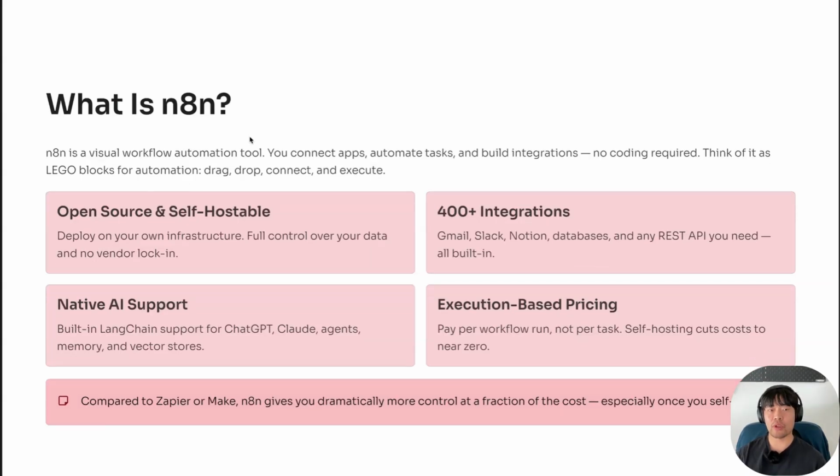n8n is a visual workflow automation tool. You can think of it as Lego blocks for automation. You drag and drop nodes, connect them together, and they execute in sequence. And it's open source, has many integration tools, and native AI support like built-in LangChain so that you can quickly build AI agents with memory, vector store, etc. All of these terms you don't have to understand right now. And from my experience, it gives you a lot more control than Make or Zapier.